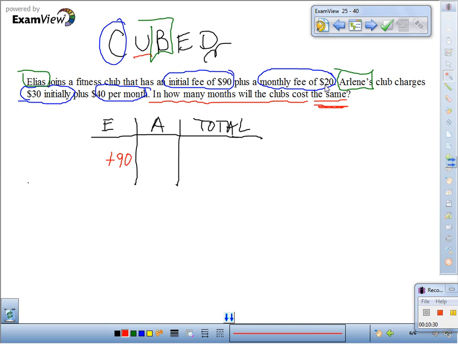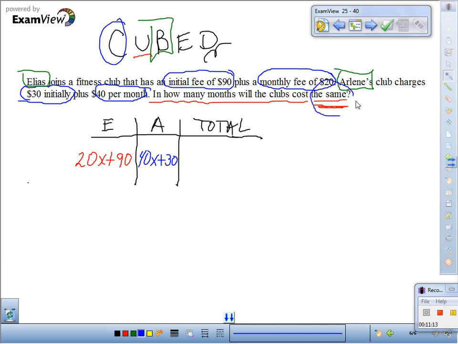How much do they charge per month? 20. But since we don't know how many months, what can we write? 20x or 20m, it's up to you, so I'm going to write 20x. Next, let's go with Arlene's club. How much do they charge from the get-go? 30, so that's plus 30. And how much a month? 40x. And to write the total, we need to first find our equation.